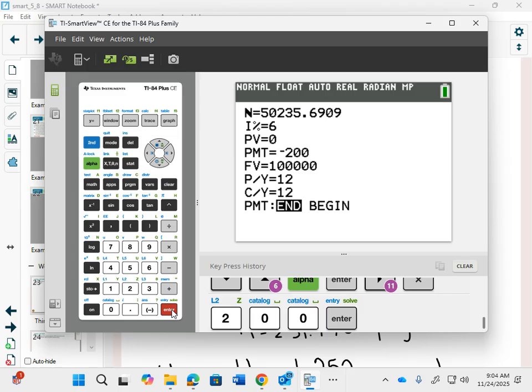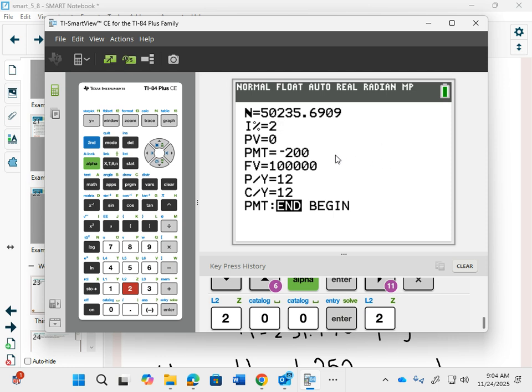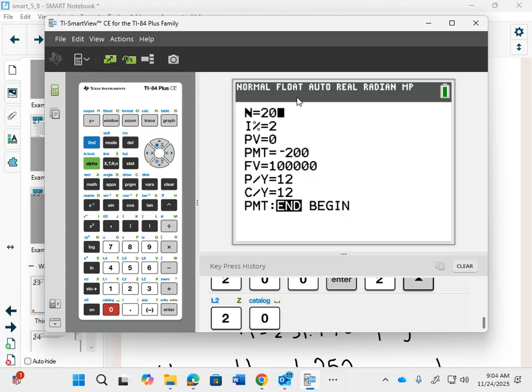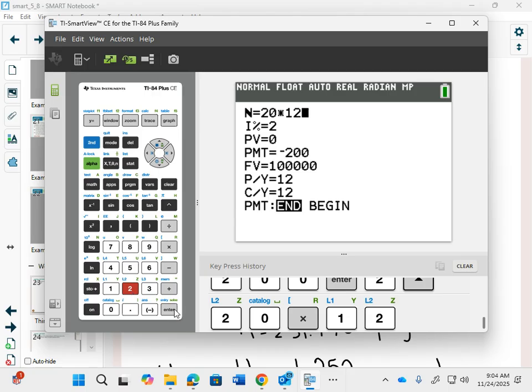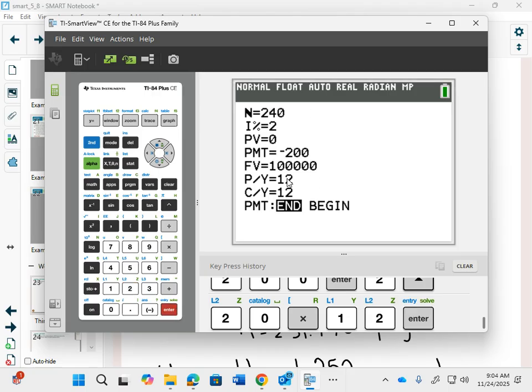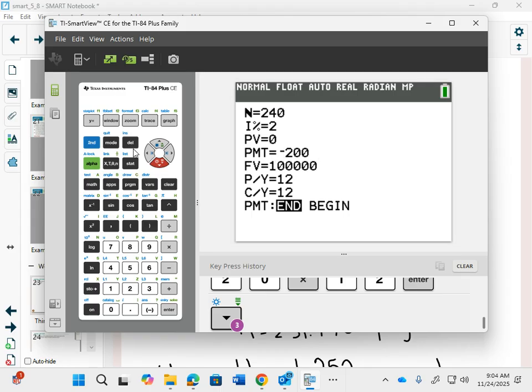But it all depends on the interest rates. If we only got 2% interest, and instead we want to see how much you would get in 20 years, 20 times 12 would be 240 payments. Now 2% interest in 20 years, I can go alpha solve here. Oh, much better to get that 6% interest, right? Because now 2% only gives you $58,000.